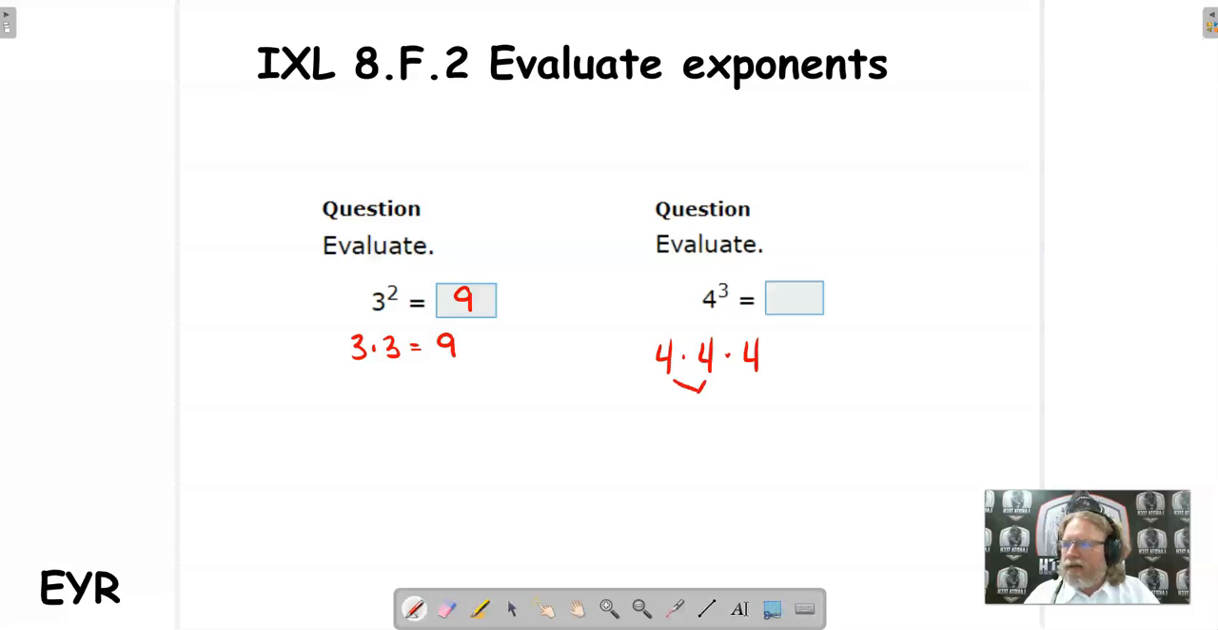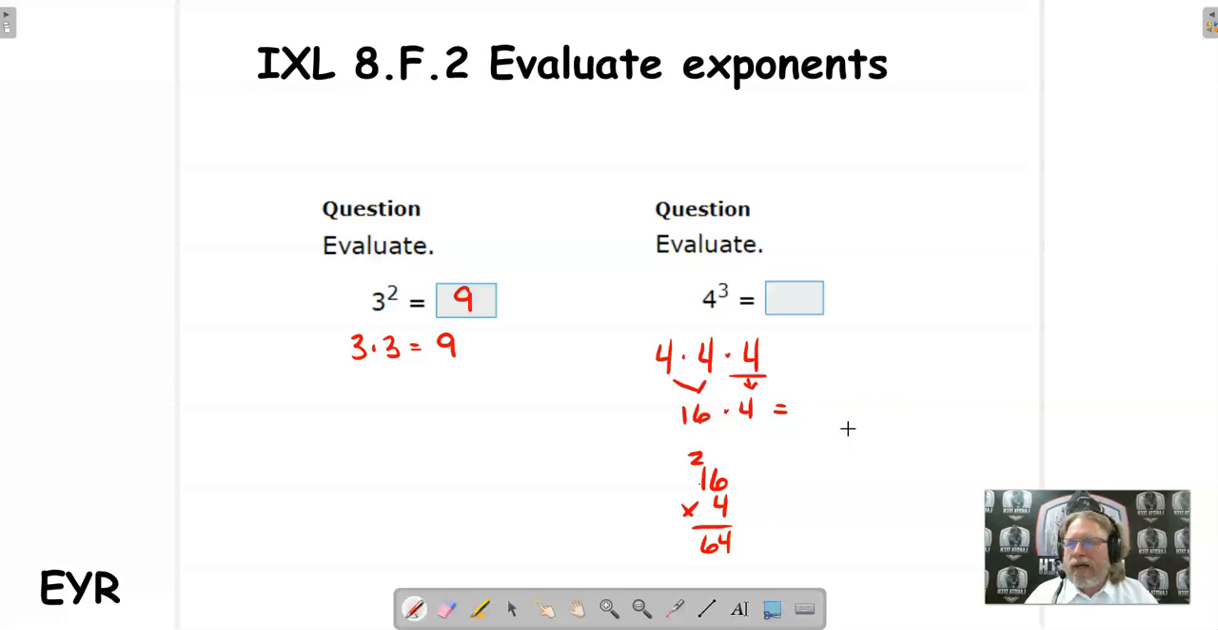For the 4 times 4 portion, I'm going to first multiply the two 4s to get 16. Now I still need to multiply that times this 4. I'm going to bring down this 4 here. Well, I might use the algorithm and do 16 times 4, right? 4 times 6 is 24, carry the 2, 4 times 1 is 4, plus 2 is 6, and I'd see that that's 64.